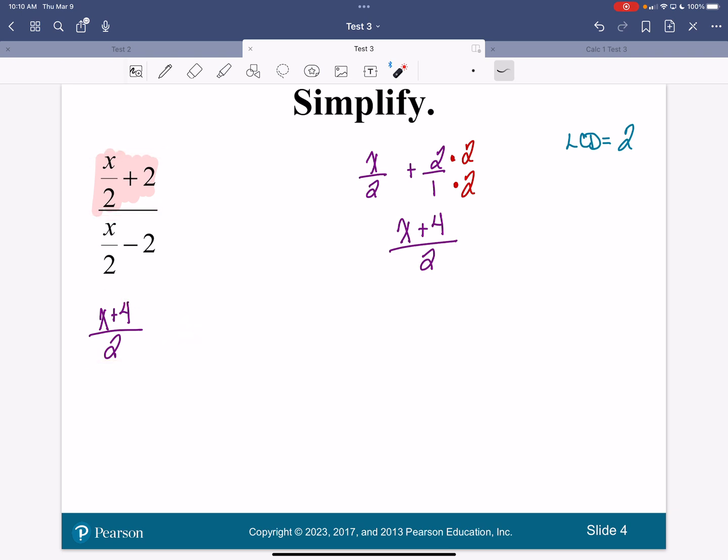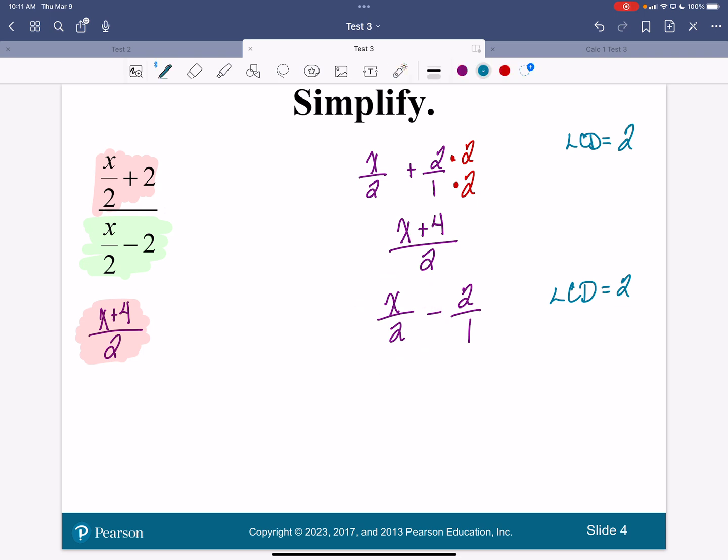Now what we're going to do is the same thing with the denominator. Okay, so I have x over 2 minus 2 over 1. Okay, what's the LCD here? 2. Okay, this already has the 2, so I don't need to do anything to that.